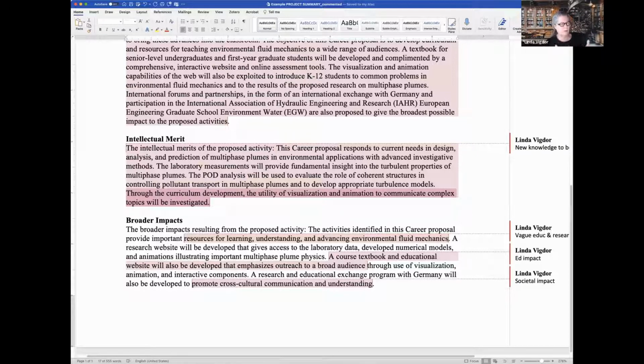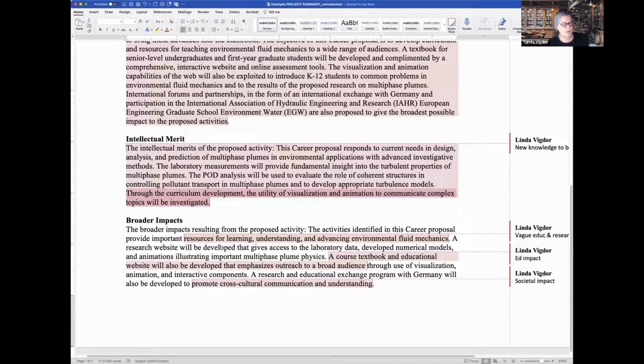For example, who are those resources going to be for? Who's going to use them? And even more specifically, why, what about environmental fluid mechanics might be of benefit to society? Is it going to lead to some kind of new technologies that help solve some critical societal problems? These things we don't know, but perhaps could have been developed in this section.